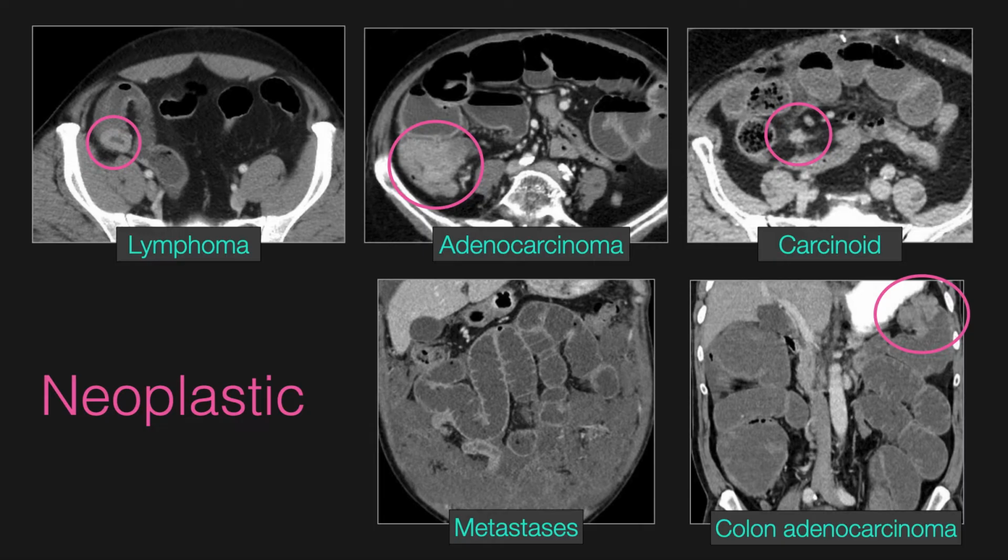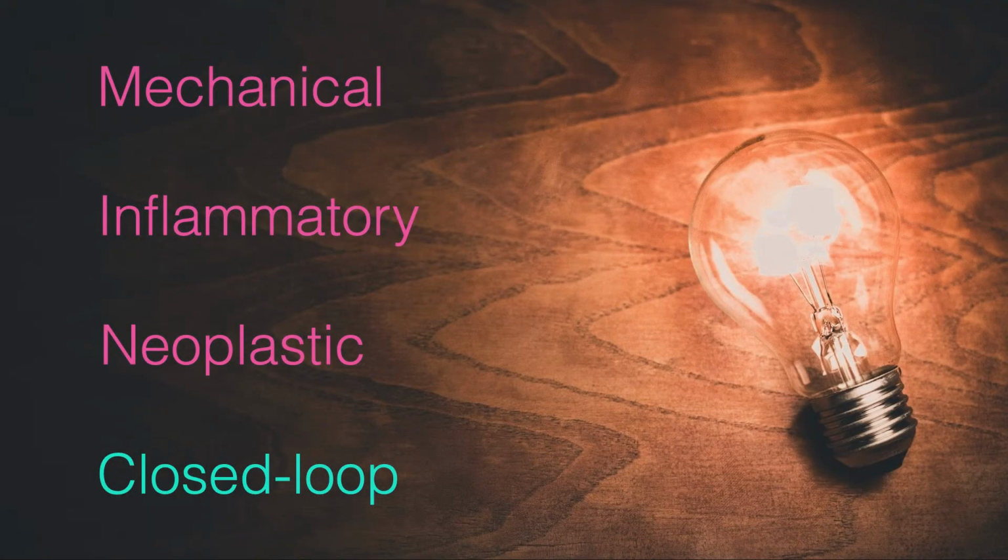That concludes our review of some important neoplastic causes of complex small bowel obstruction, including lymphoma, adenocarcinoma, carcinoid tumor, metastases, and colonic adenocarcinoma. Let's wrap up the talk with one of my favorite topics, closed-loop small bowel obstructions.